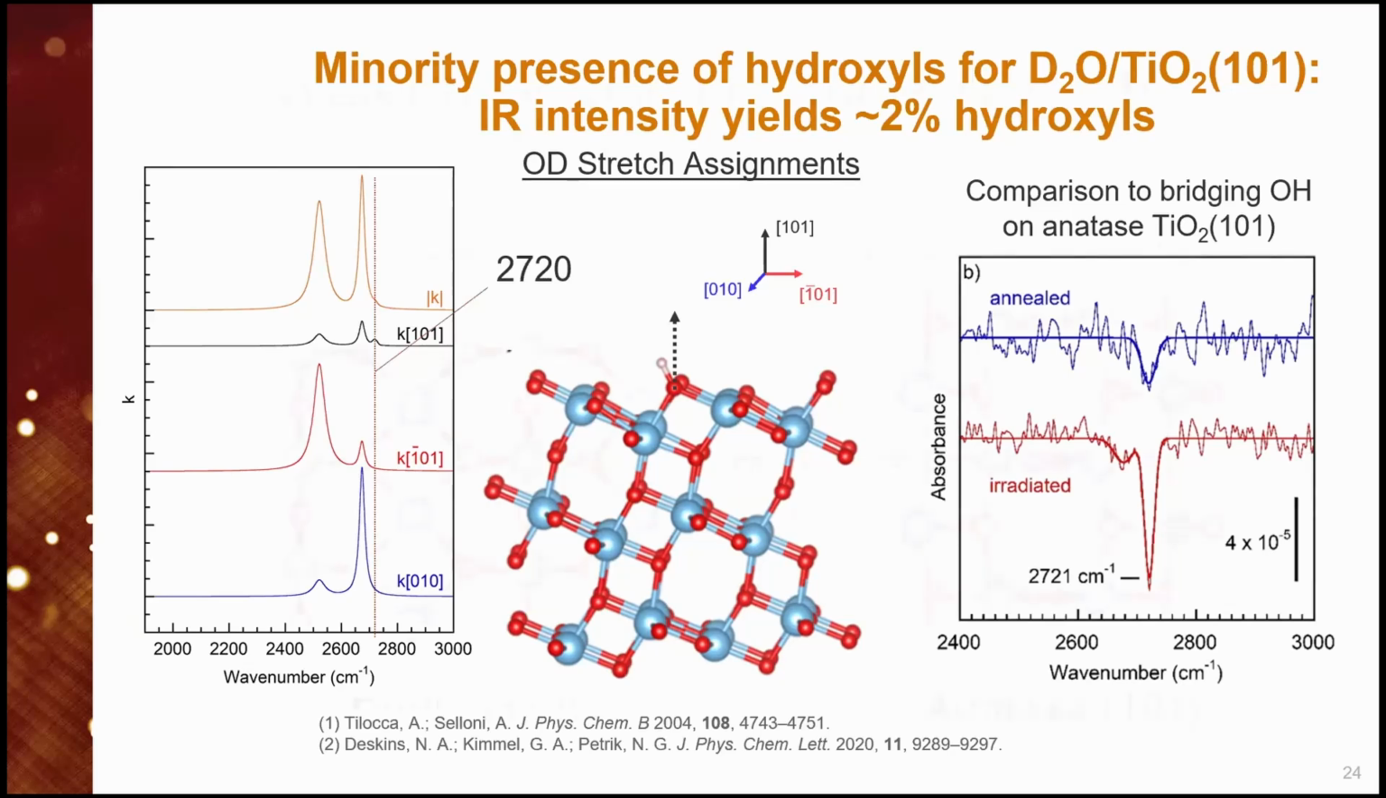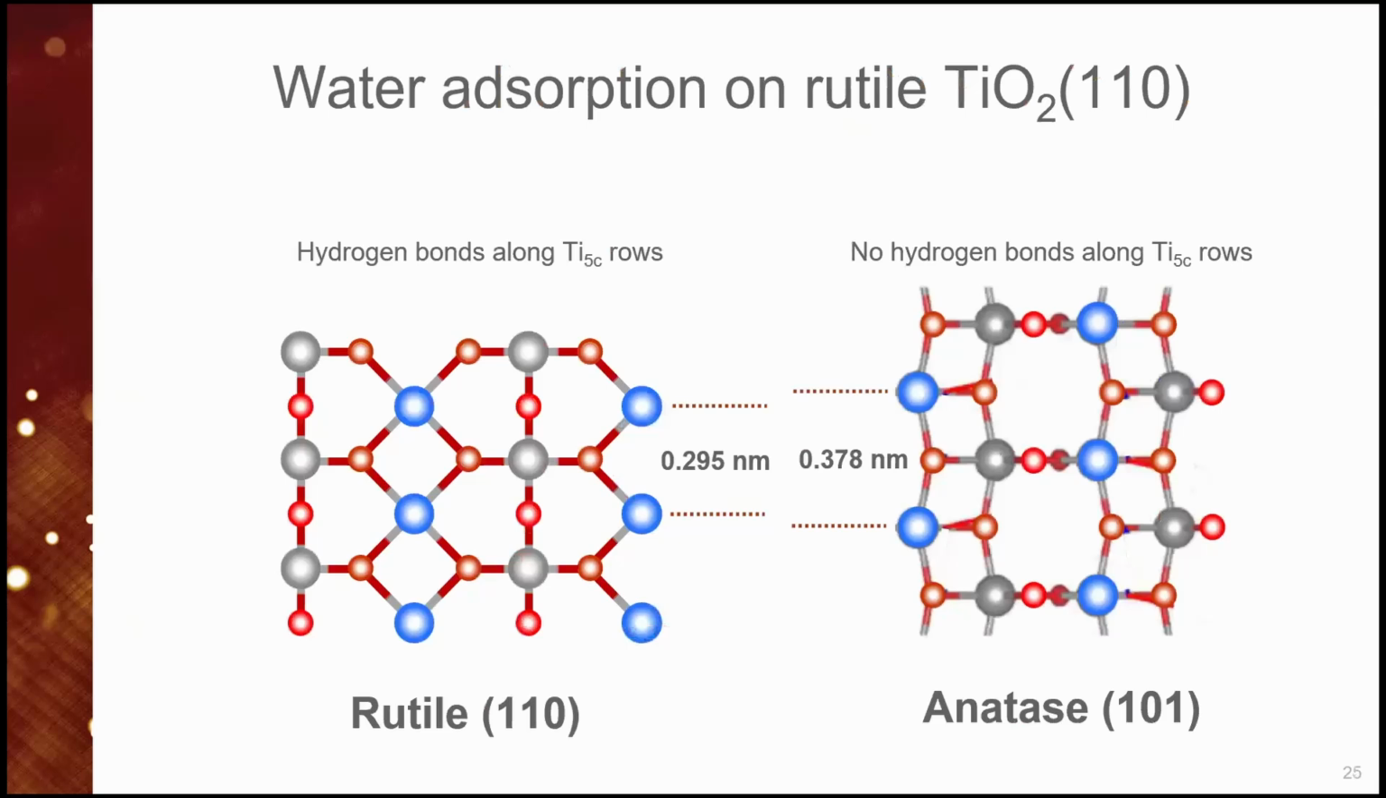Okay, so now I just told you about the structure of water on anatase, and now I'm going to compare to some earlier work that we did for the structure of water on rutile. And what I'm going to argue is that this distance here, which was 3.8 angstroms on this surface between the titanium 5-fold coordinated sites, is 2.95 angstroms on this surface. And you promote hydrogen bonding here that you don't here.